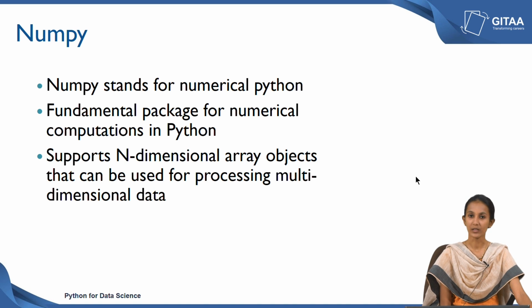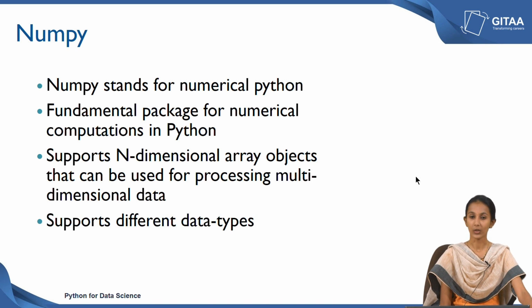ndarray is a multi-dimensional container of objects which are of the same type and size. It supports n-dimensional array objects, and it can be used for processing multi-dimensional data as well. And also it supports different data types.